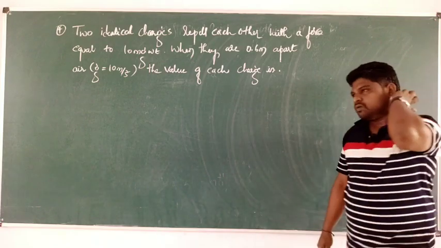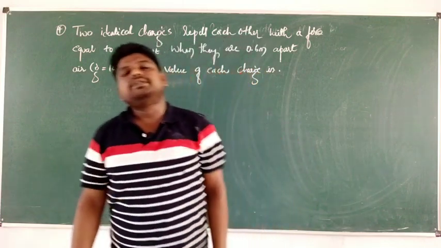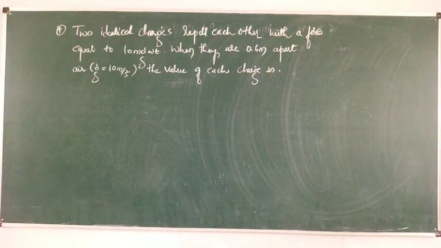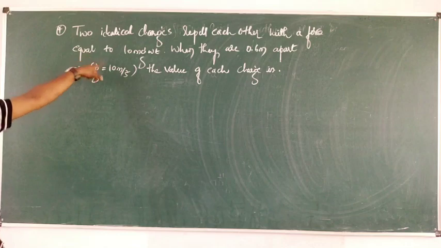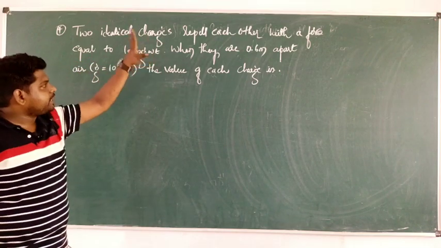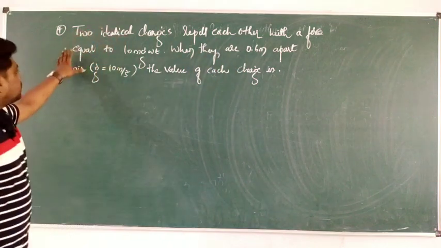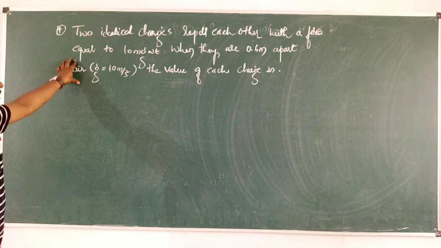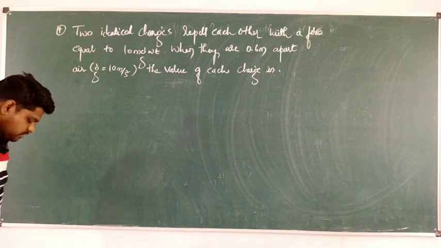So how are you going to deal with this? Have a look at the question. The question is a little bit tricky one, isn't it? Two identical charges repel each other with a force of equal to 10 mg Wt when they are 0.6 meter apart. Between them is air, the acceleration due to gravity is 10 meter per second square. The value of each charge is.